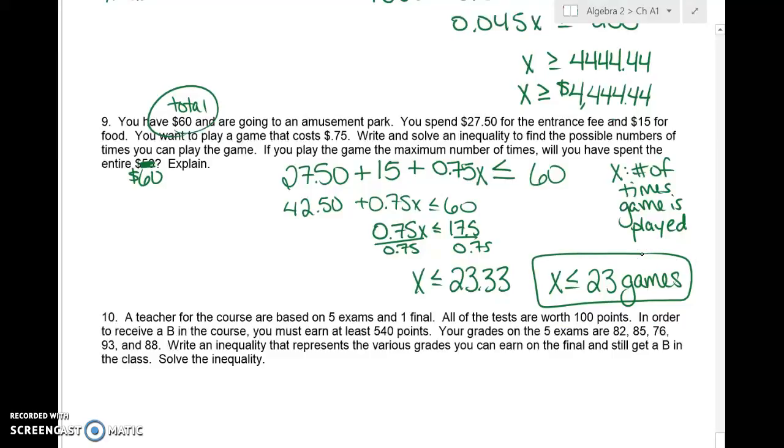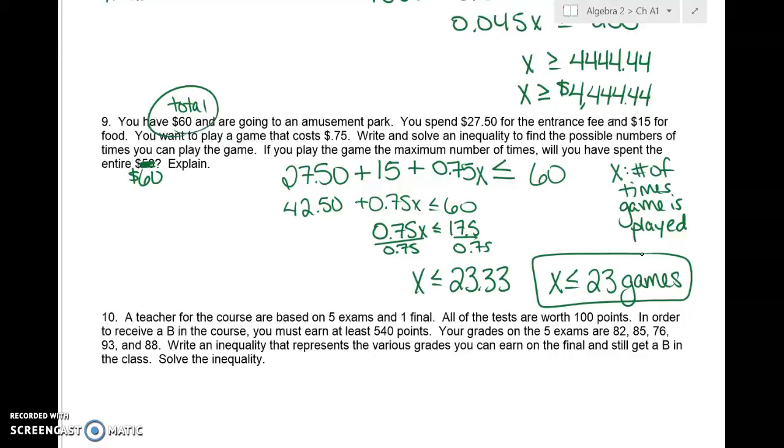Okay? Now we go to part 2 of this problem. If you play the game this 23 times, will you have spent the entire $60? What do you think? What did we just do here? We rounded down. So if we play the game 23 1/3 time, we would use the entire $60. But we can't play the game that 1/3 time. We can only play it 23 times. So if you play the game 23 times, no, you will not have used all of the $60. If you played the game 24 times, you'd have to ask your friend to spot you some change because you wouldn't quite have enough money.